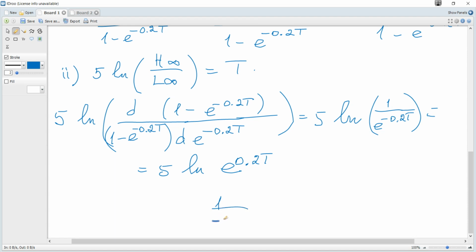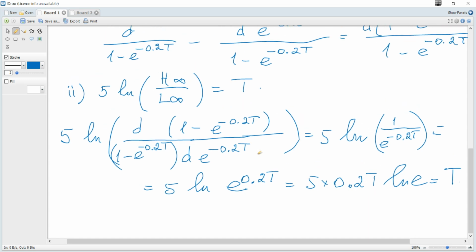It's like 5 to negative 3 is the same as 5 to power 3, and log A to the power B equals B log A. So it's just 5 times 0.2 t ln of e, but ln of e is just 1. So it is equal to what? 1 t, or just t, as required.